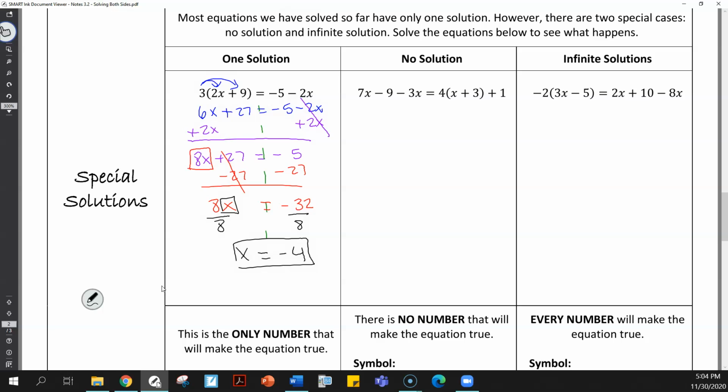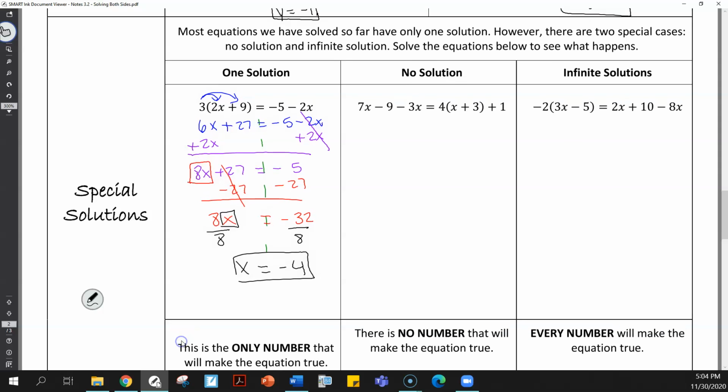The only number that makes this equation true is if X is negative 4. If I plug in any other number, I'm not going to get a true statement. That kind of ties into what we've been doing with checking our work. If I plug in negative 4, I get a true statement. If I plug in anything else, I'm not going to get a true statement. So when I have a variable equals a number at the end, I have one solution.